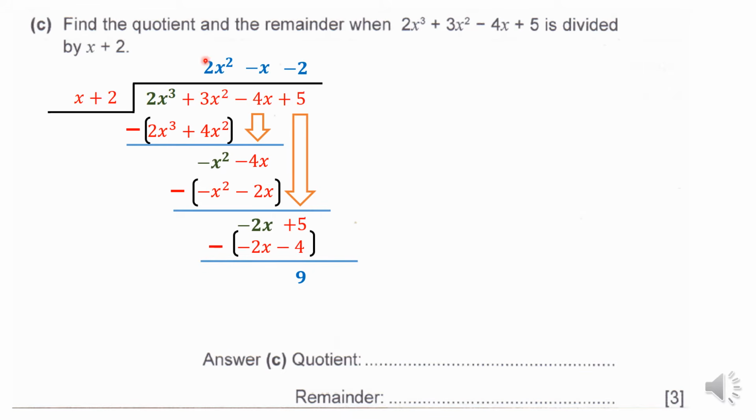So now my quotient is 2x squared minus x minus 2, and my remainder is 9. If you are familiar with the remainder theorem, you can find the remainder and work your way backwards from there as well. But remember, use these things step by step. This is for revision purposes, and when you get stuck, you need to revise the topic and make sure that you get the method correct.